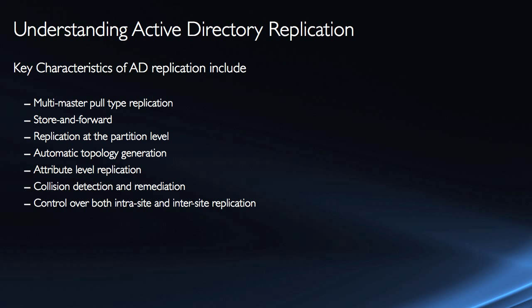The key characteristics of Active Directory replication that we want to understand are that it is a multi-master pull type of replication. Now we know what multi-master is, but pull means that my notification to you that I have a change, domain controller 1 to domain controller 2, is essentially just notifying of a change. It's not pushing the change, it's notifying of the change, and then domain controller 2 requests the change. So it's a pull type of replication.